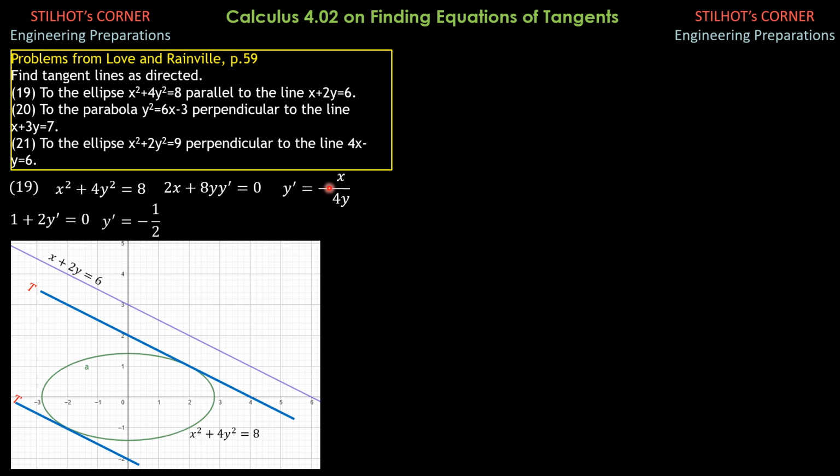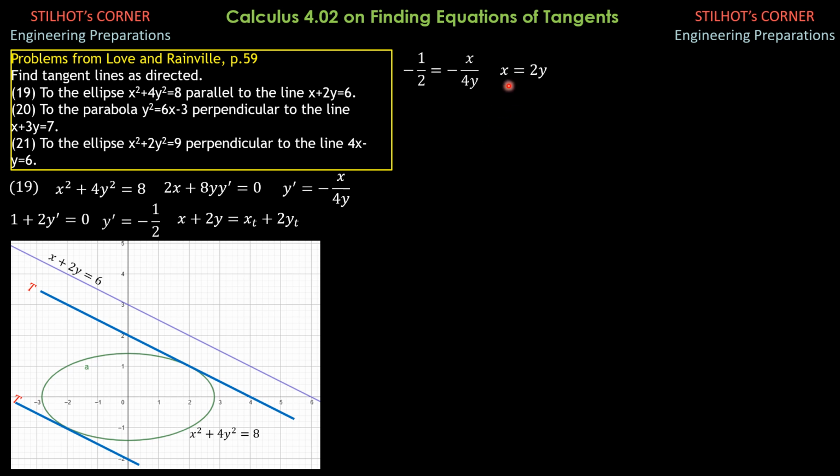We equate it to the slope of the tangent, negative 1 half. So negative 1 half equals negative x over 4y. The expected equation of the tangents would be in the form x plus 2y, where the slope is negative 1 half, equals x sub t plus 2y sub t. So negative 1 half equals negative x over 4y. That means x equals 2y.